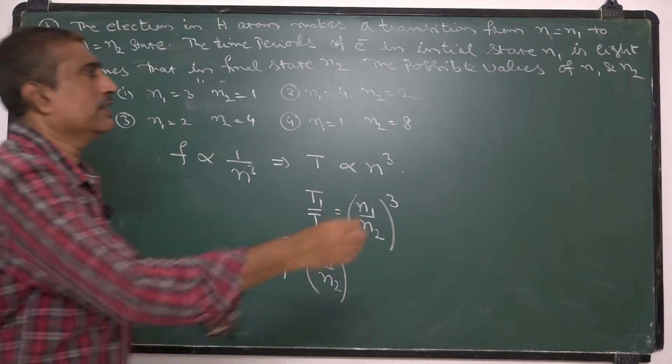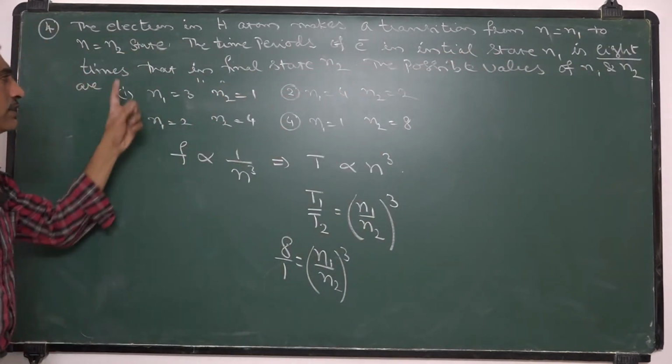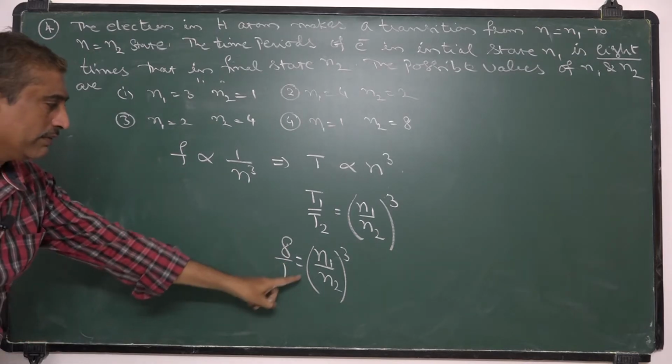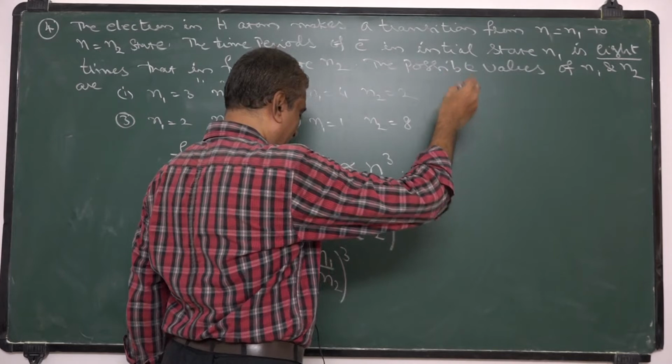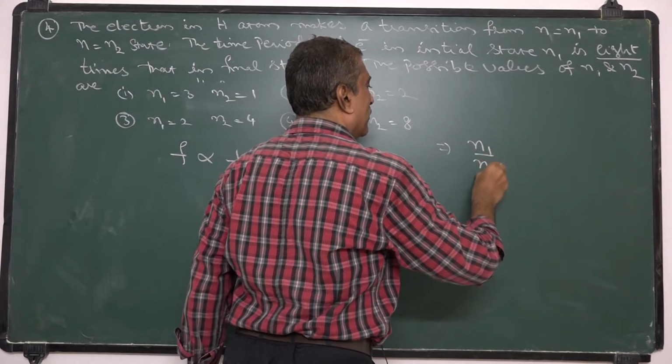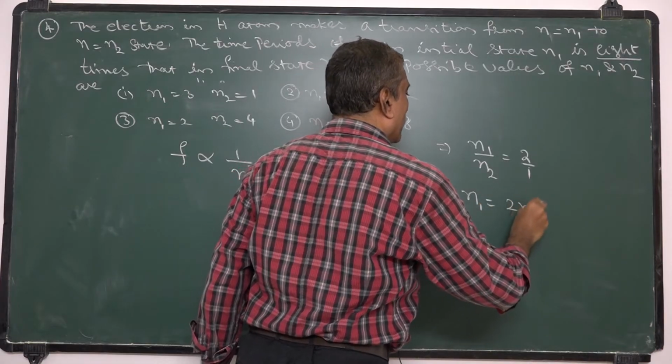Given time period is 8 times that of final state, so 8 by 1 equal to n1 by n2 whole cube. That means from this equation we can write n1 by n2 is equal to 2 by 1. So n1 is equal to 2 n2.